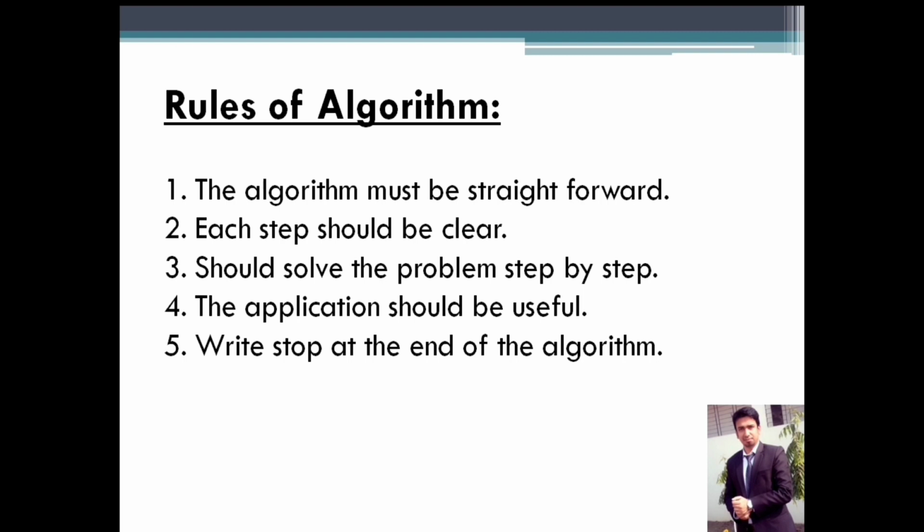Rules of algorithm. There are some guidelines for an algorithm. Number 1. Give statement numbers as step 1, step 2, and so on. Number 2. Always begin with start. You have to start with this. Number 3. Write each instruction in a separate line. Number 4. Write the function of each statement in a separate line. Number 5. Write stop at the end of the algorithm.